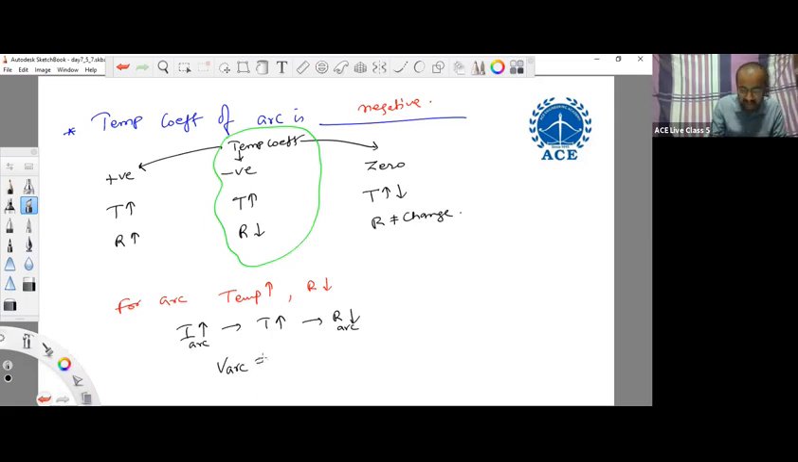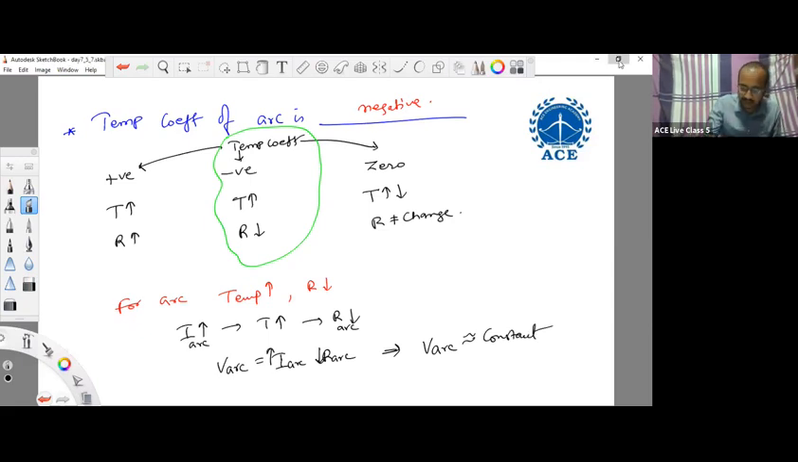What about the voltage across the arc? Voltage across the arc, how do you calculate? Arc current multiplied with arc resistance. So here, as arc current is increasing, arc resistance is decreasing. So what is our analysis here? Arc voltage will almost remain constant.